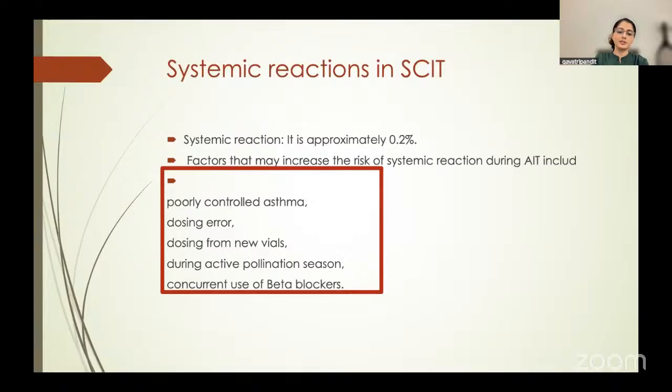The chances of systemic reactions would be high when you are administering the dose without monitoring the baseline disease, especially when asthma is there and FEV1 is less than 70%. So poorly controlled asthma, dosing errors, or dosing from a new vial were also causes of systemic reactions. The new vial will always be a little more potent, so it is a practice for some physicians. In fact, I would slightly reduce the dosage for 1 or 2 injections when I open a new vial, and then updose it again. Active pollination time and concurrent use of beta blockers were also found to be among the most common reasons to encounter systemic reactions.